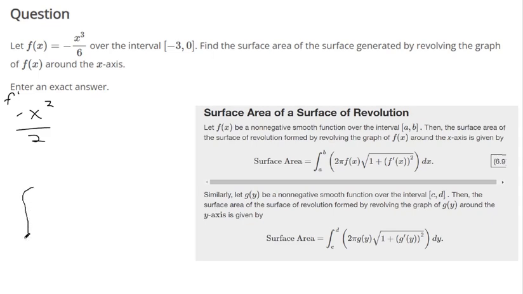So when we find the surface area, we integrate from -3 to 0. And then it's 2 pi times x to the third over 6, because that's our f of x, just going by the formula. 1 plus the derivative squared. So we're going to square this derivative. That'll make it positive x to the fourth over 4.